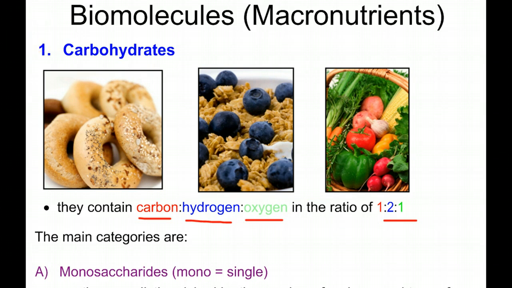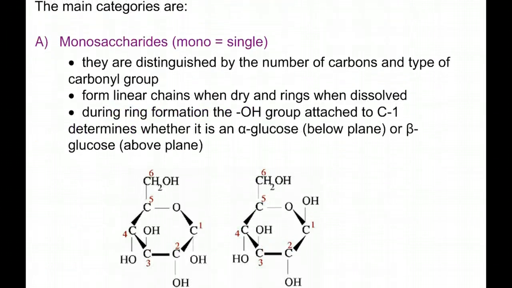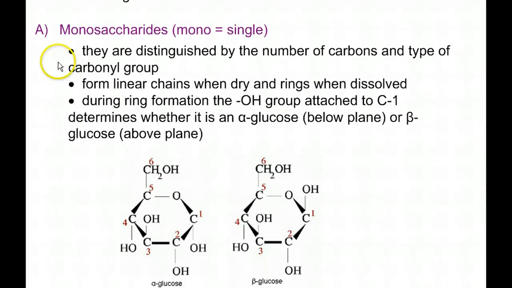So carbohydrates can be broken down into main categories. The first category is monosaccharides. And the nice thing about biology, at least science in general actually, is that a lot of the terms have meaning to them. Whenever you see them, they're always going to mean the same thing. So mono stands for 1, saccharide stands for sugar. So 1 sugar. And that's where the term monosaccharide comes from.